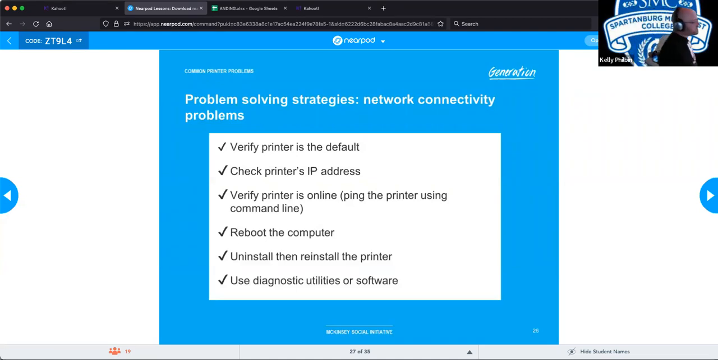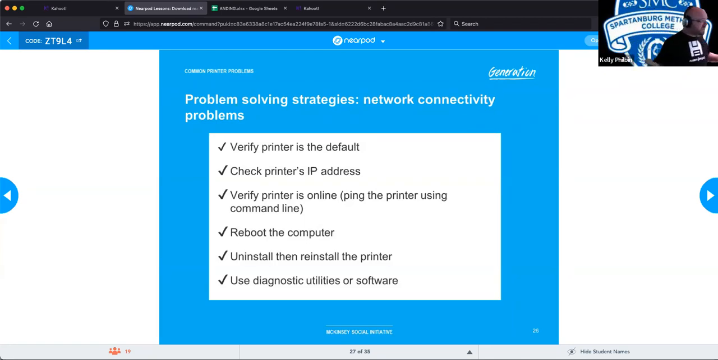All right, problem solving strategies for network connectivity. First, verify that the correct printer that you're trying to communicate with is your default printer. Next, verify the IP address, which you can generally get pretty easily on the settings menu on the printer. They have a little screen that you can toggle through on the settings. And if it's a network capable printer, it will tell you what the IP address is. Verify that against what you already have in your system to make sure it's talking to the right thing.